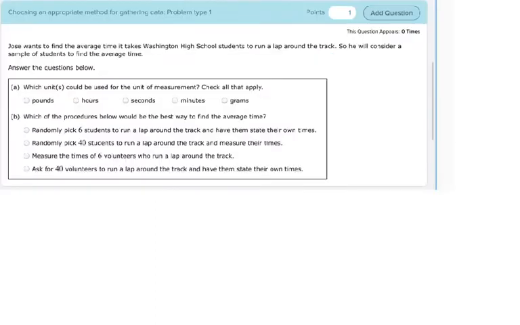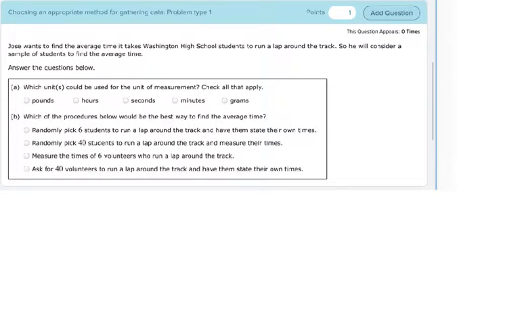We have 2 more. So this one, Jose wants to find the average time it takes Washington High School students to run a lap around the track. So he will consider a sample of students to find the average time. Answer the question below. Which units could be used for the unit of measure? The unit of measure is measuring how long it takes the Washington High School students to run around the track.